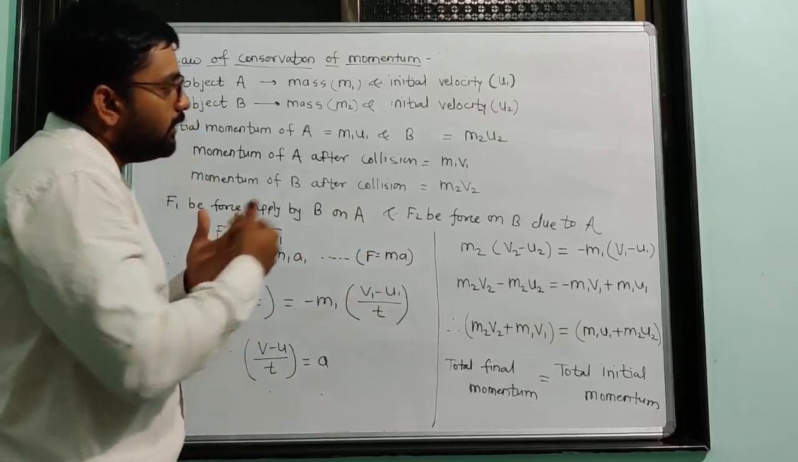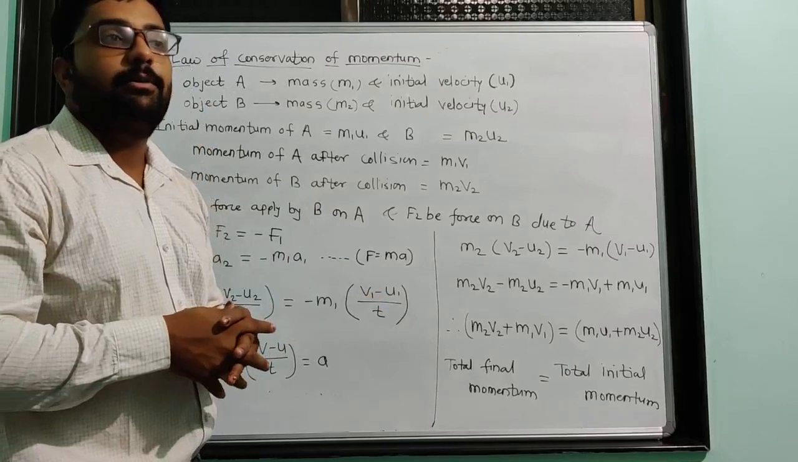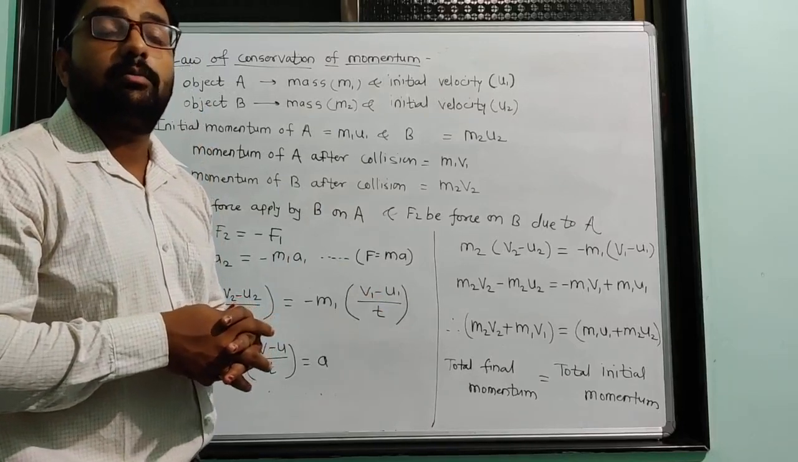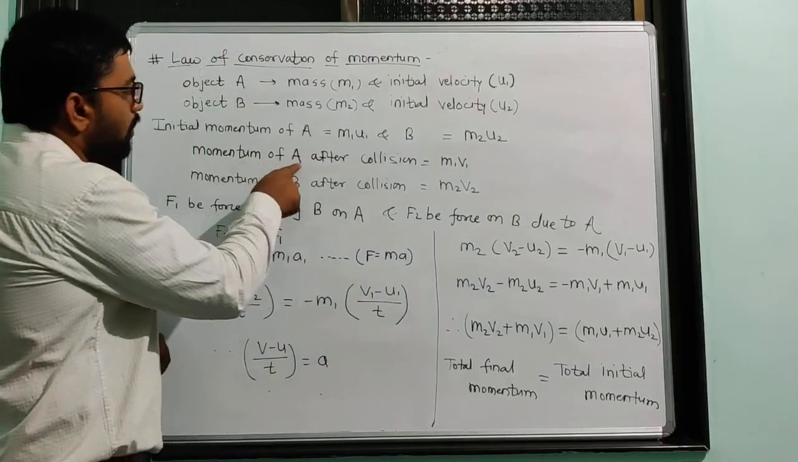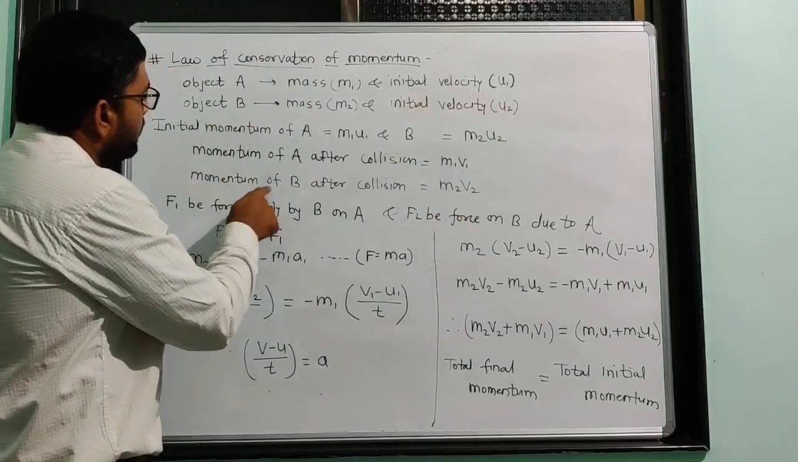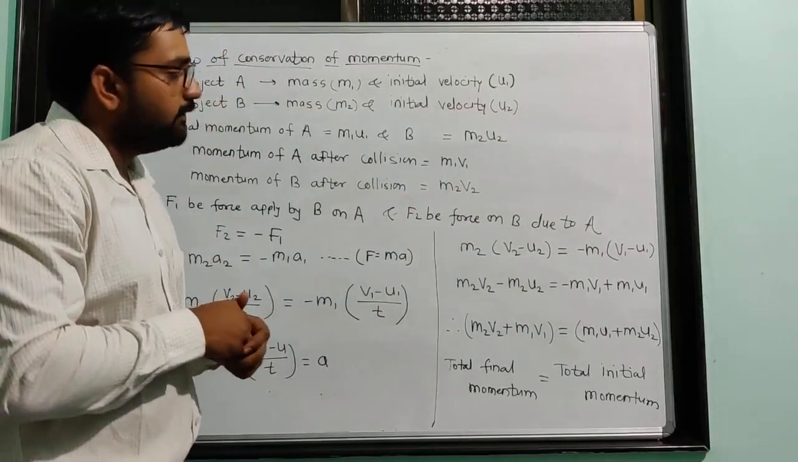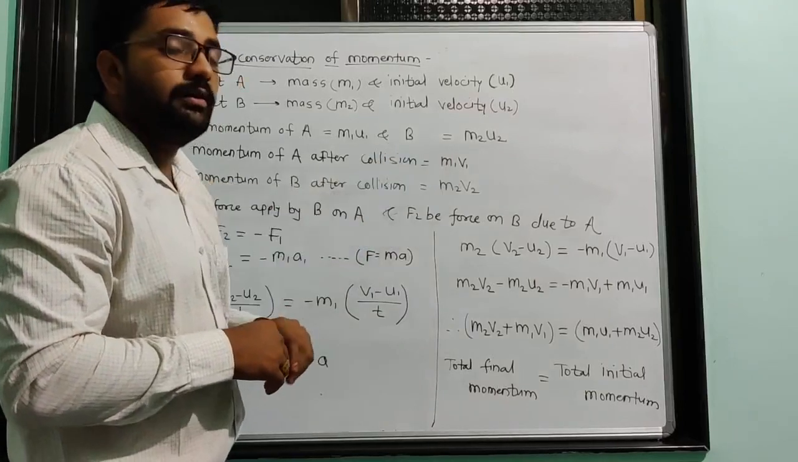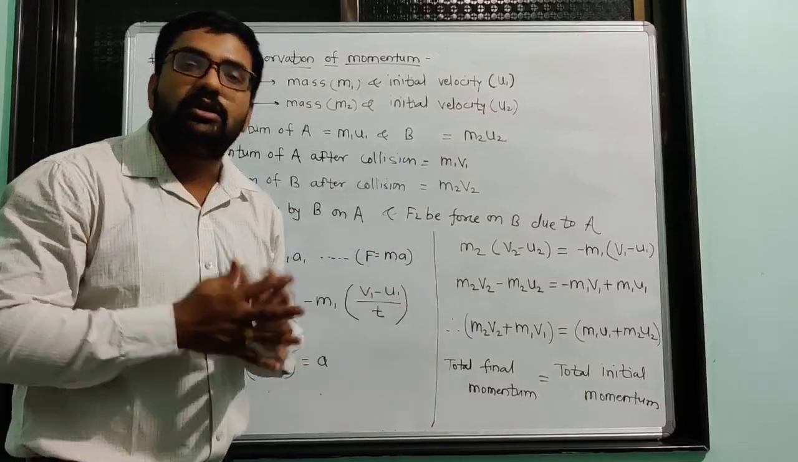Okay, if velocity gets changed, then their momentum will also get changed, because momentum is what? Product of mass and velocity. So momentum of A after the collision is m1 v1, and momentum of B after collision will be m2 v2, where v1 and v2 are the velocities of object A and B after collision.